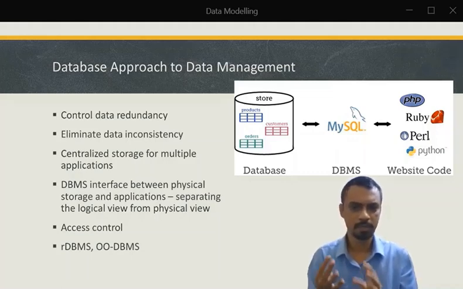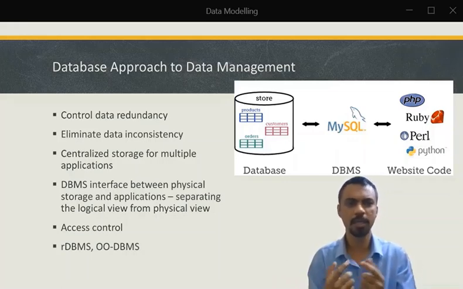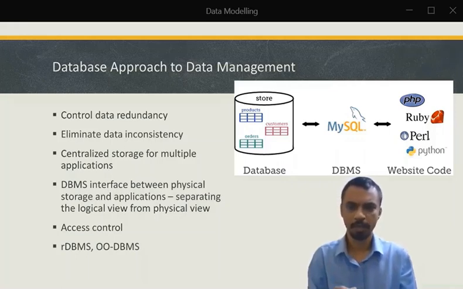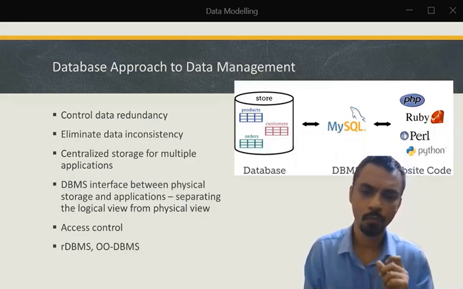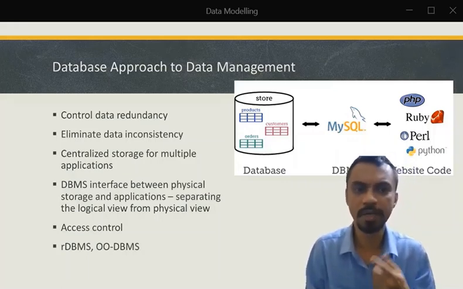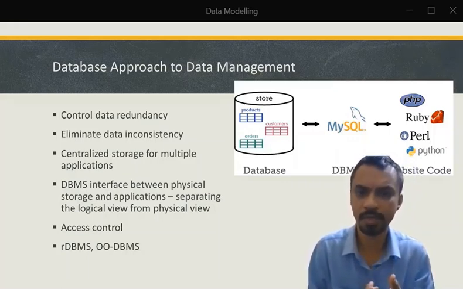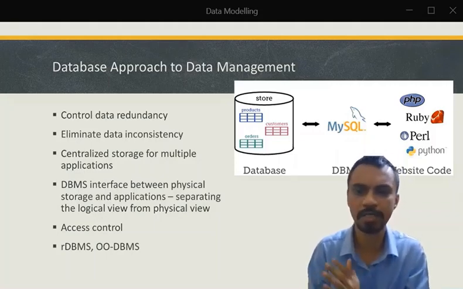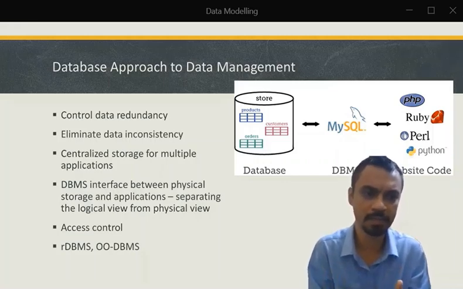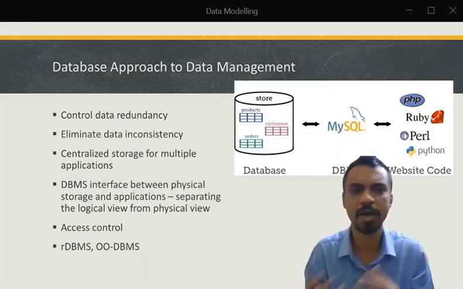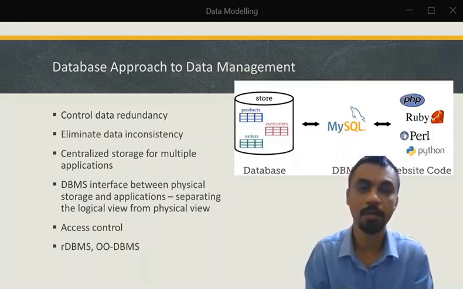Number 4 is separation of logical view and the physical view. Physically, the data may be stored differently, and logically it appears as you want. And last is access control, that only the users who have a need to access, or deserve to access, or have the privilege to access, get the access. And the access may be of different types. You may have only read-only access, write access, or both read and write access, and also modify access. That's another category.